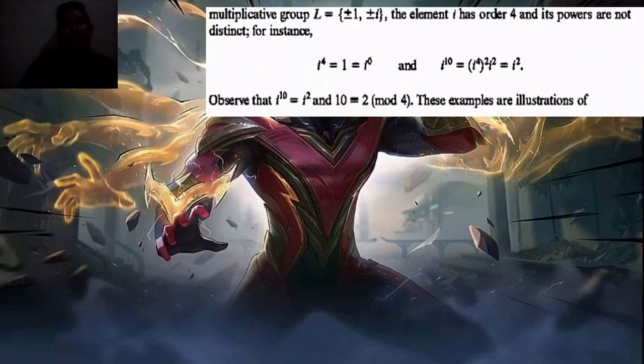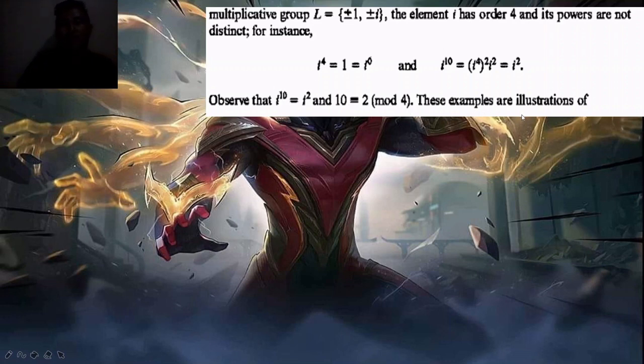In the multiplicative group of negative 1, 1, i, and negative i, the element i has order 4, and its powers are not distinct. For instance, i to the 4 is equal to 1, which is equal to i to the power 0. Then i to the 10 is equal to i squared. Observe that i to the 10 is equal to i squared, and 10 is congruent to 2 mod 4.